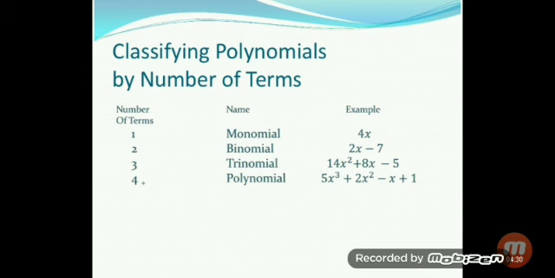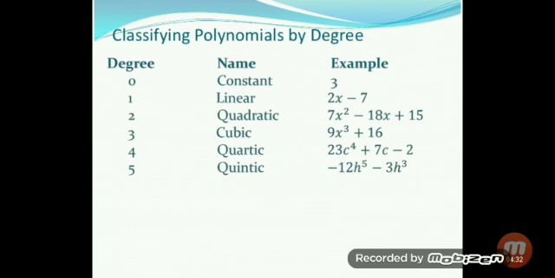Now, the next slide is classifying polynomials by degrees. If the degree of the polynomial is 0, meaning the highest power of the polynomial is 0, then this polynomial is known as a constant polynomial. For example, 3. Here there is no variable, meaning the variable is to the power 0. 0 is the degree of the polynomial, so it is a constant polynomial.